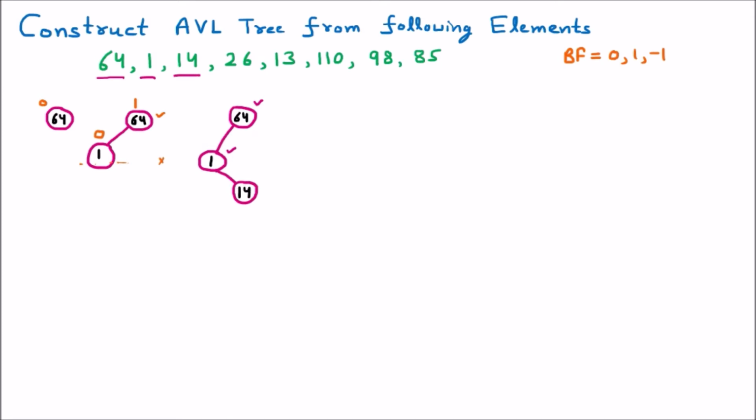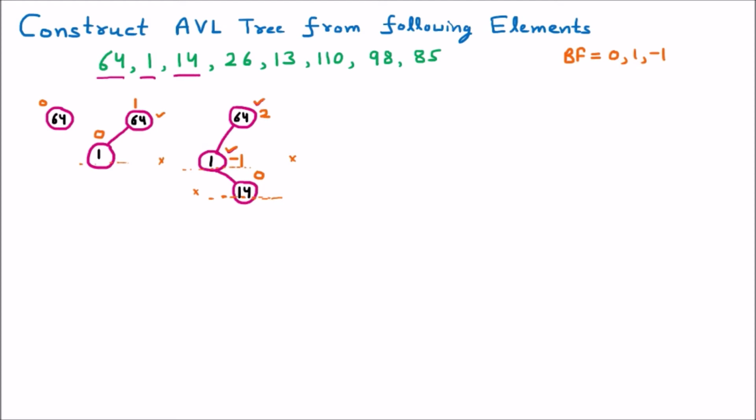Now is the time to find the balancing factor of this tree. All the leaves have balancing factor 0. Then talking about the balancing factor of node 1: on the left hand side there is nothing, on the right hand side there is only one level. So 0 minus 1, the balancing factor is minus 1. Now talking about the balancing factor of 64: on the left hand side we have two levels, one level and two levels. On the right hand side there is nothing. So 2 minus 0, that is 2. So the balancing factor of node 64 is 2.